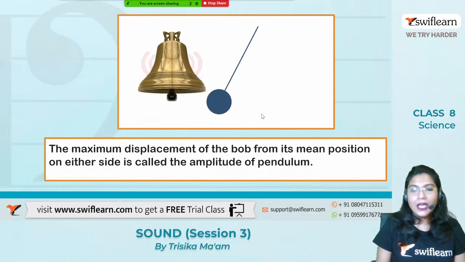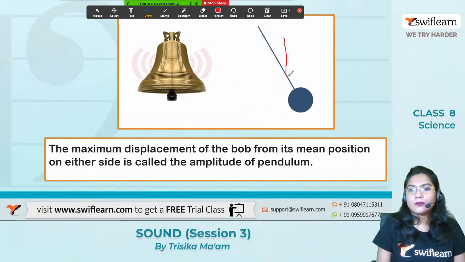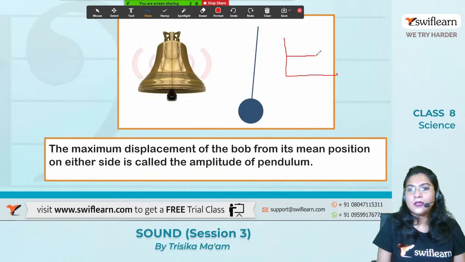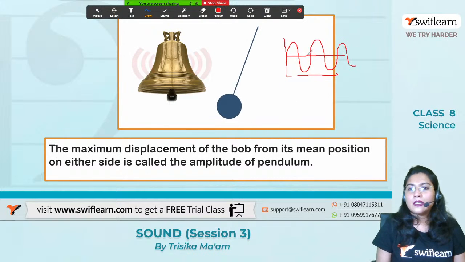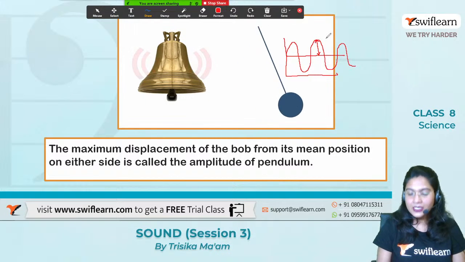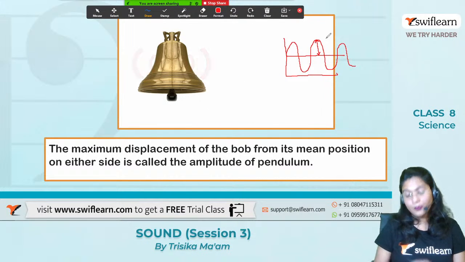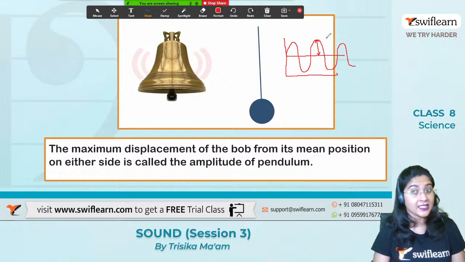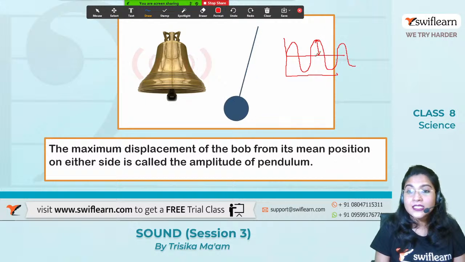So we have already studied this type of graph. Let this be the mean position. And when the sound wave is traveling, there is a distance between the mean position and the extreme end of the sound wave, right? Yes. So the maximum distance of a particular wave from its mean position, we have already studied this, is known as the amplitude. So this is the amplitude.